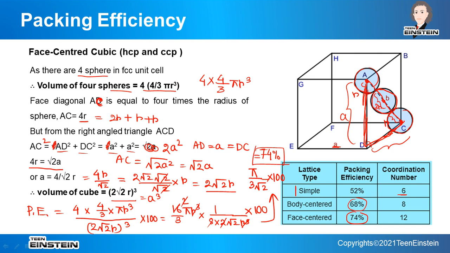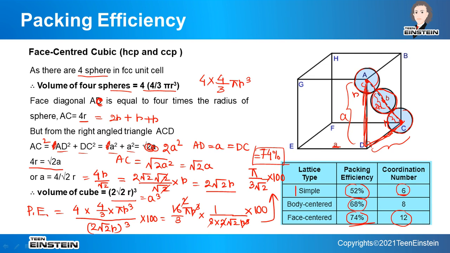And you can also correlate it with the coordination number, because when packing efficiency is very high, obviously coordination number, that is the number of atoms surrounding the central atom, is high. So high packing efficiency is associated with high coordination number, and minimum packing efficiency is correlated with minimum coordination number. So when the number of surrounding particles is less, that means packing is not very good.